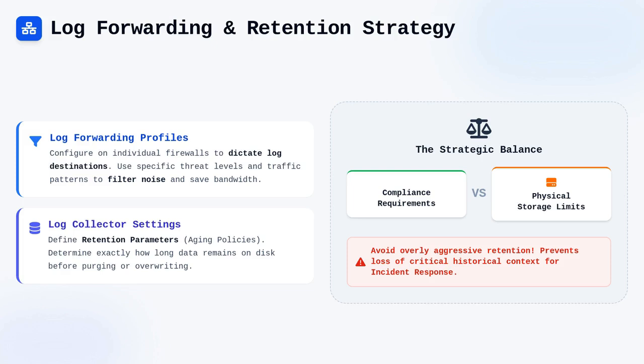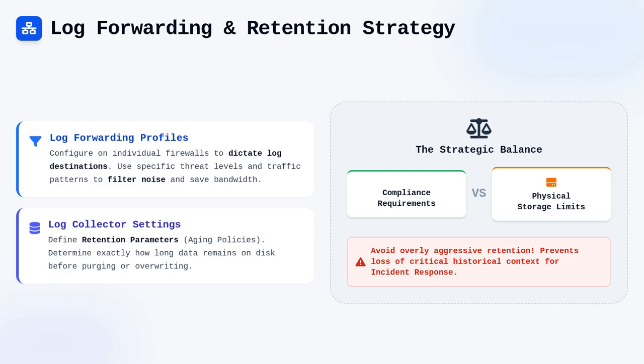To facilitate this flow, you must configure log forwarding profiles on the individual firewalls, which dictate which logs are sent to Panorama or external destinations. These profiles define the criteria for what is sent, such as specific threat levels or traffic patterns, effectively filtering noise before it consumes network bandwidth or storage.